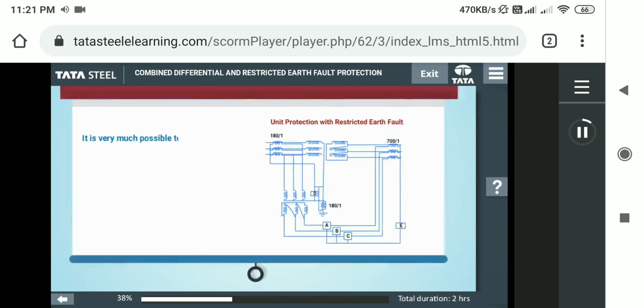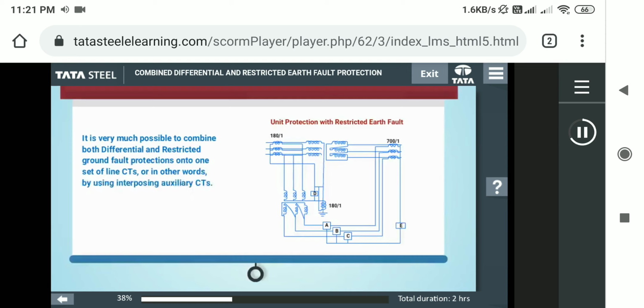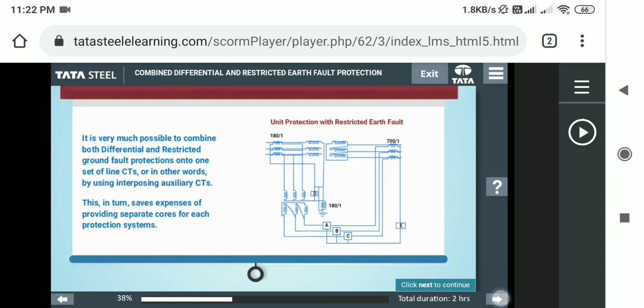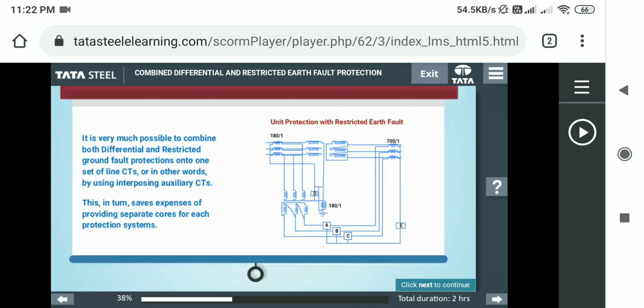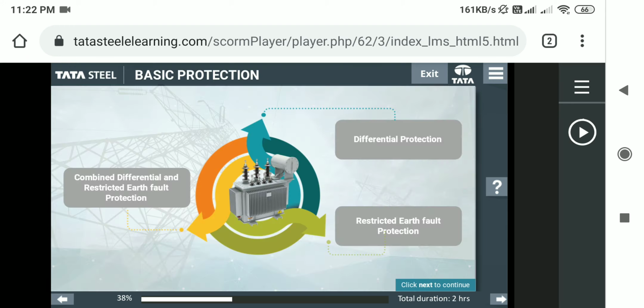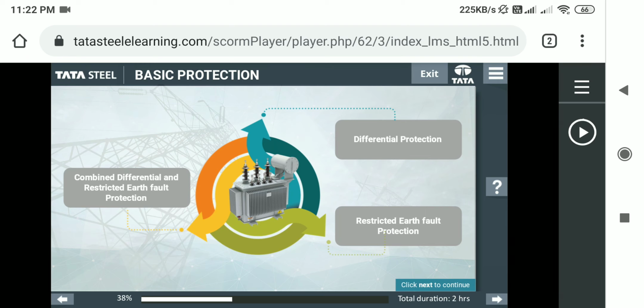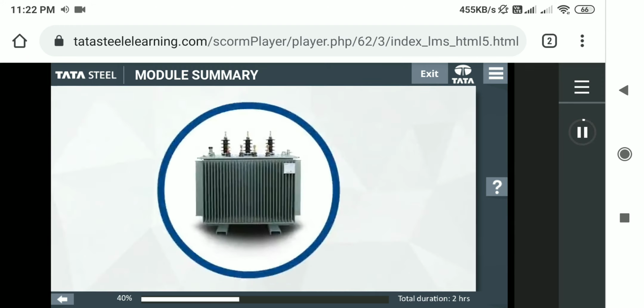It is very much possible to combine both differential and restricted ground fault protections onto one set of line CTs, or in other words, by using interposing auxiliary CTs. This in turn saves expenses of providing separate cores for each protection system. Congratulations! You have successfully completed this training module on transformers.